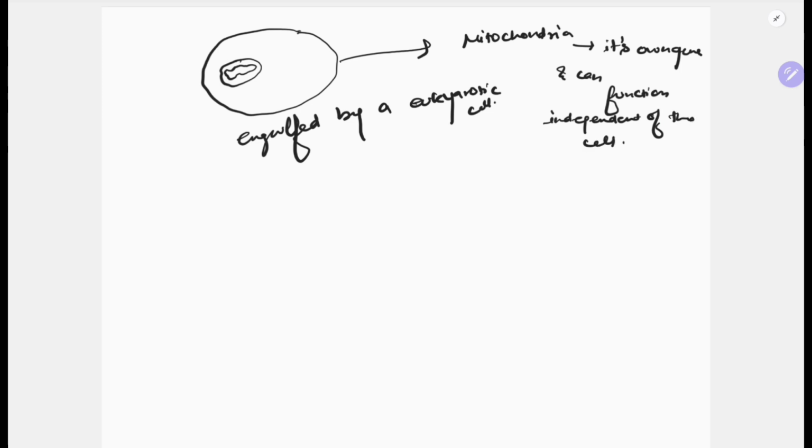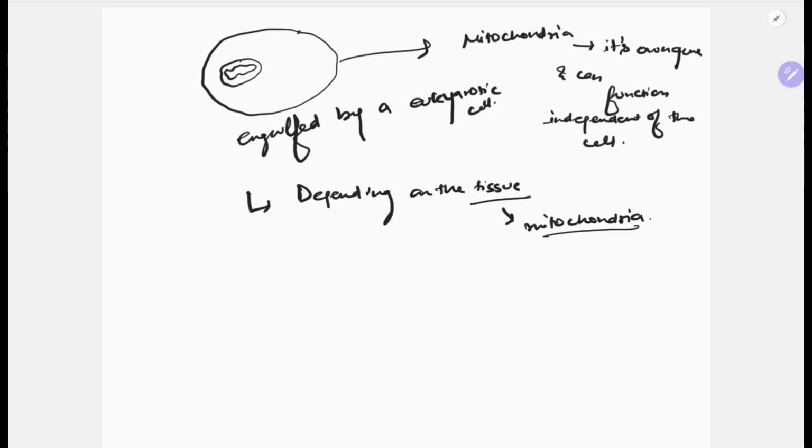Okay, so this is an additional point. Depending on the tissue, the mitochondria number can vary. For example, we think a lot, so that's why our brain needs mitochondria a lot, right? And we also use our muscles for various purposes. So in muscles we can find over 1,000 mitochondria. Okay, you do not need to remember this, this is just additional information.